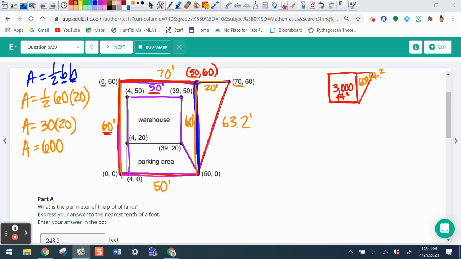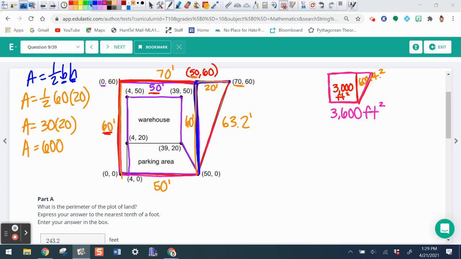So to find the total area of the plot of land, we simply need to add these two areas together. So 3,000 square feet and 600 square feet will give us a total of 3,600 square feet. But remember, we still need to subtract the area of the warehouse and the parking area.